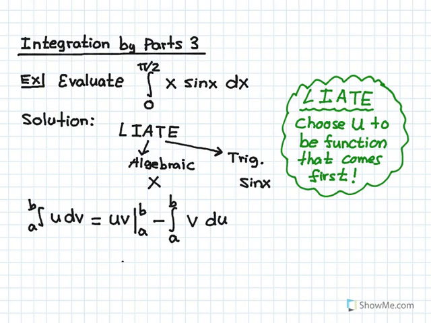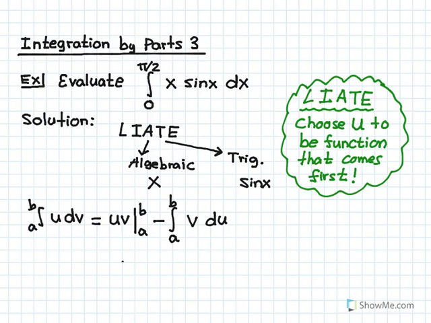We're going to apply the LIATE principle like we have been for the past two videos. Choose u to be the function that comes first on the list. L stands for logs like ln x. I stands for inverse trig functions like tan minus 1 x or sine minus 1 x. A stands for algebraic functions, in this case that's x. T stands for trig functions, in this case that would be sine x. And E stands for exponential functions like 2 to the x or 3 to the x.